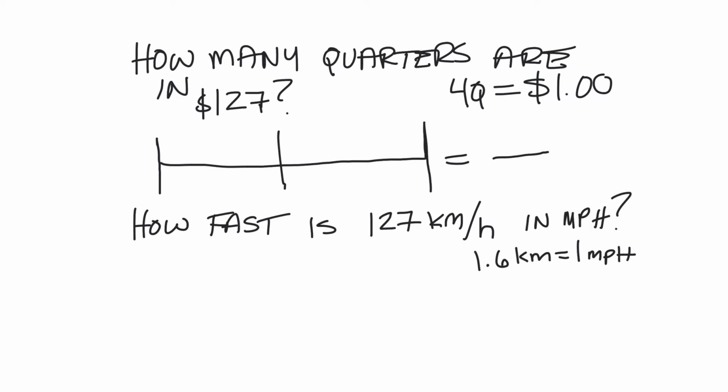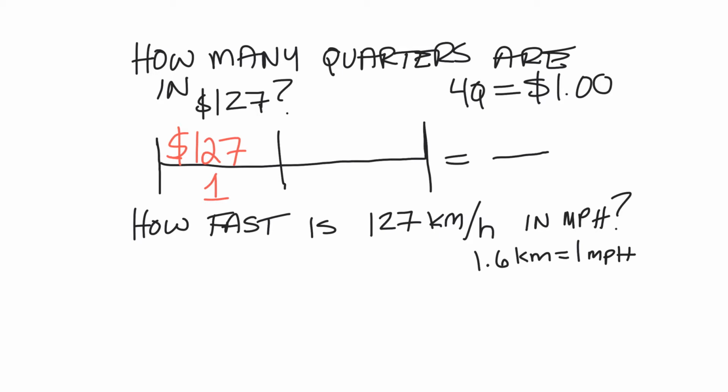So when I do that, I look at my problem and it says how many quarters are in $127. So the thing I'm looking for is a number and a unit, and the only one that's a number and a unit in the problem is $127. So I basically take that and I put that number right here. That goes here, and then I add it over 1, right? That's the next step.